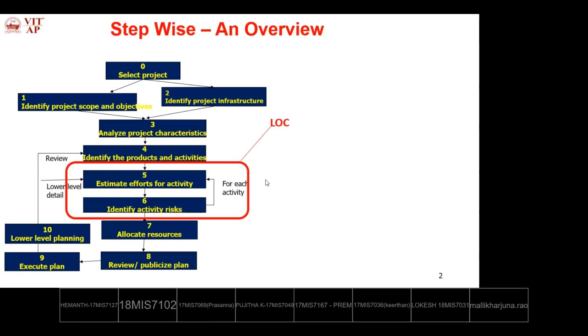So the first one is lines of code. So what happens in lines of code? We are counting the number of lines of code implemented in the whole project. Initially, the project is divided into various modules. Each module is further divided into submodules until finding the lower level elements called objects, or grains. So here we are trying to identify objects.